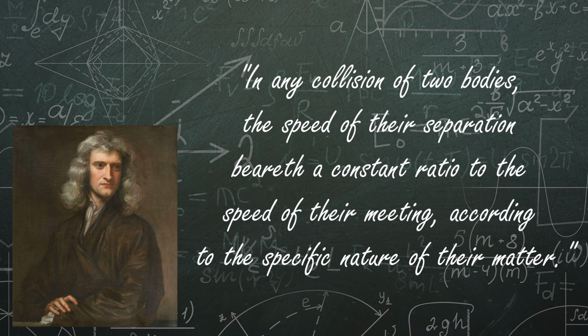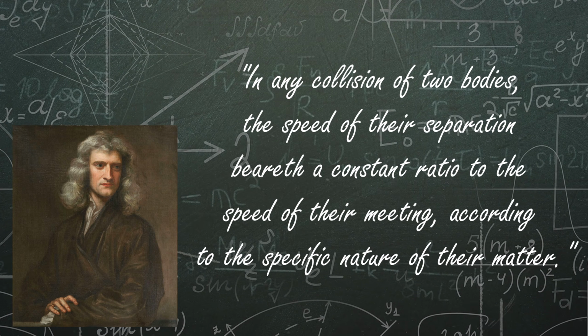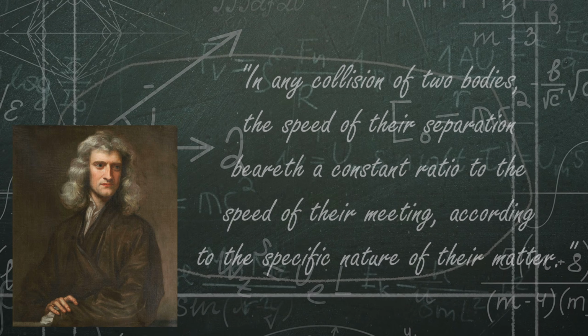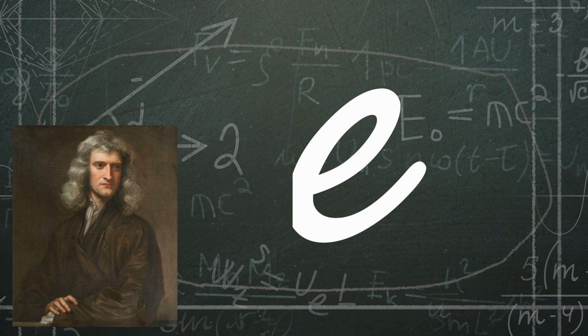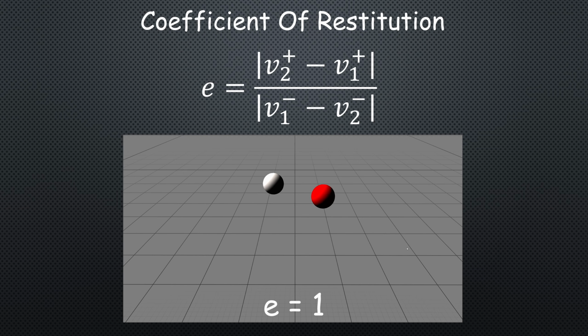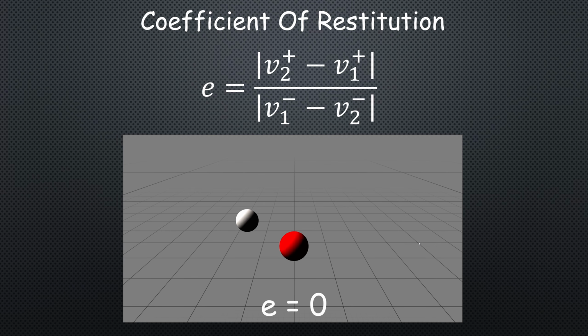Newton observed that for a given pair of materials, the ratio of the speed after a collision to the speed before a collision is a constant. He called this constant E. This is the coefficient of restitution. This is also a term that you should be familiar with from a previous video, so in a nutshell, this coefficient tells us how elastic the collision is. It goes between 1 for a fully elastic collision, where no energy is lost, and 0 for a fully inelastic collision, where all the energy is lost, so the objects stick together.